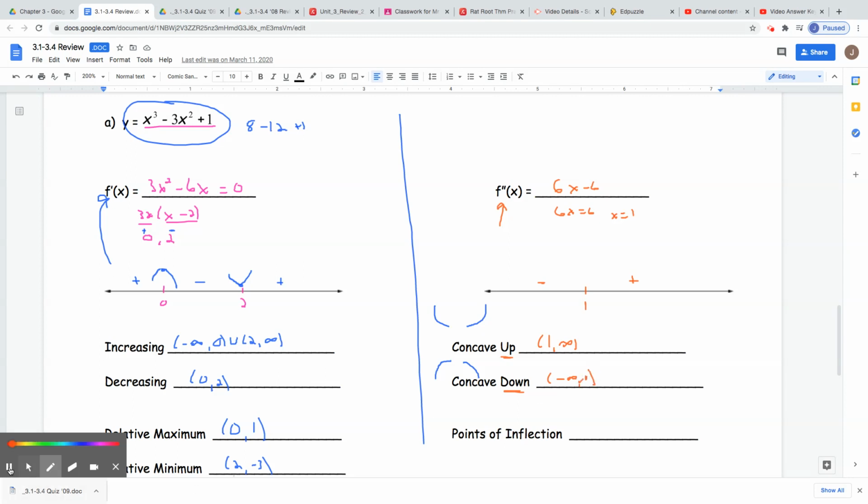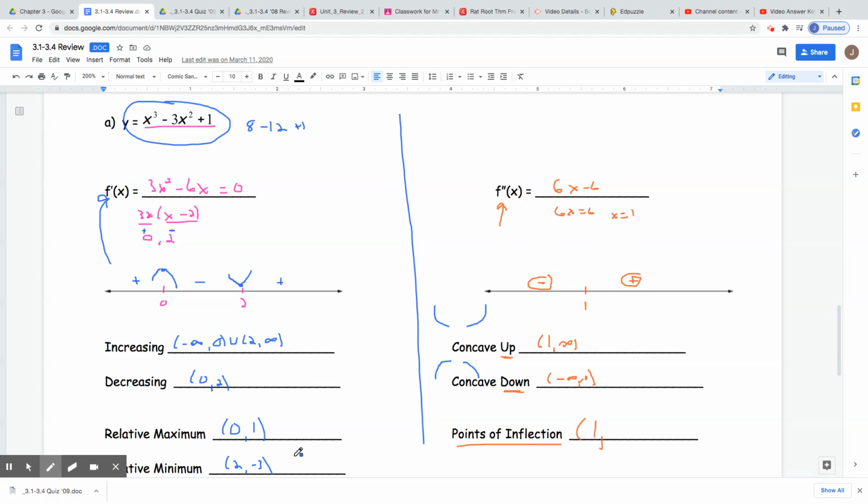Now, points of inflection are any place where it changes concavity, meaning anywhere you see it go from negative to positive or positive to negative. So basically this is going from concave down to concave up. That's a point of inflection. So we have a point of inflection at 1.